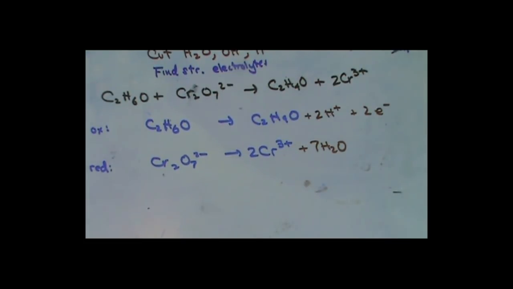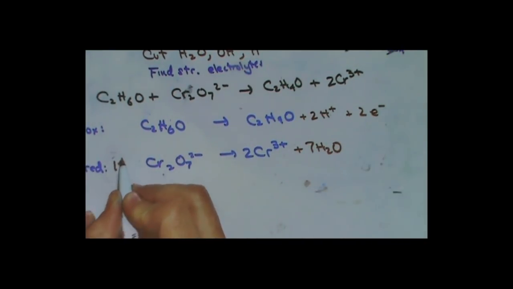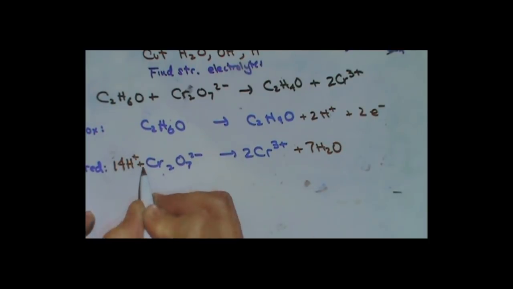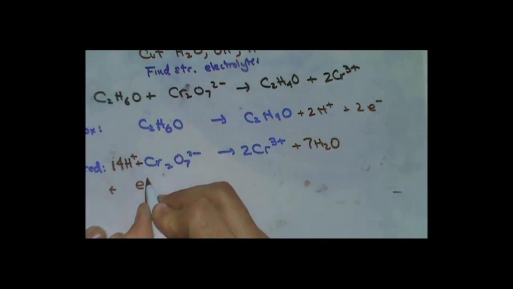Step 3, balance the hydrogens with H+. There's 14 hydrogens on the right, so I need 14 hydrogens on the left. Step 4, I need to balance the charge with electrons. Will I put the electrons on the right or the left? The left. Now, tell me how many.